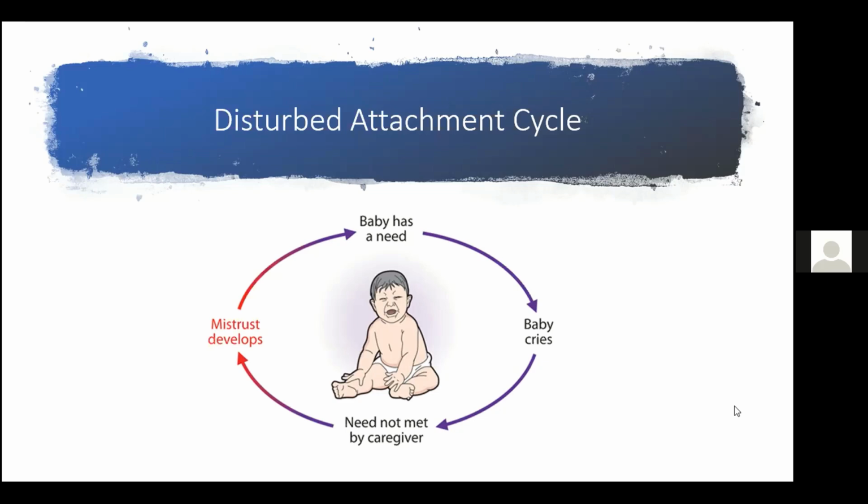And in this cycle, the baby would have a need. They would signal that need to an adult, but for whatever reason, the caregiver isn't able to meet that need. And so the child begins to learn that actually adults are unpredictable, and that they won't necessarily always meet the child's needs. So that's what it would look like if we had an interrupted or disturbed attachment cycle.